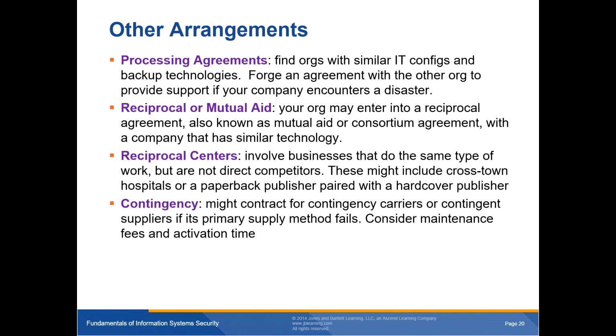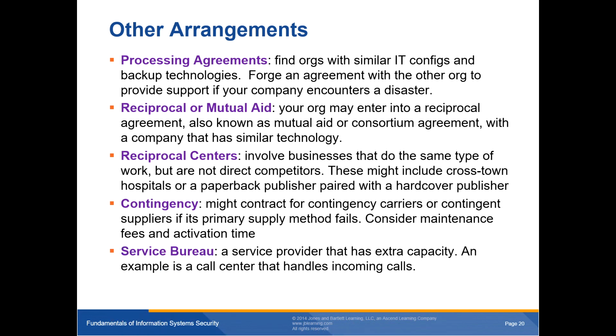A company might contract for contingency carriers or contingent suppliers if its primary supply method fails. Consider maintenance fees and activation time. And lastly, the service bureau, a service provider that has extra capacity. An example is a call center that handles incoming calls, but it raises the same concerns as a reciprocal arrangement. You have to think about it because you're dealing with somebody else's data on your machine, and there are security situations involved with that.